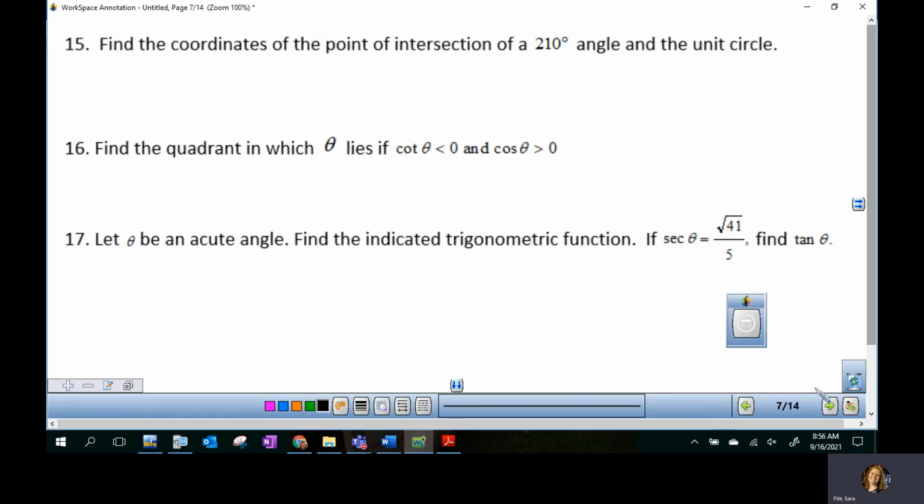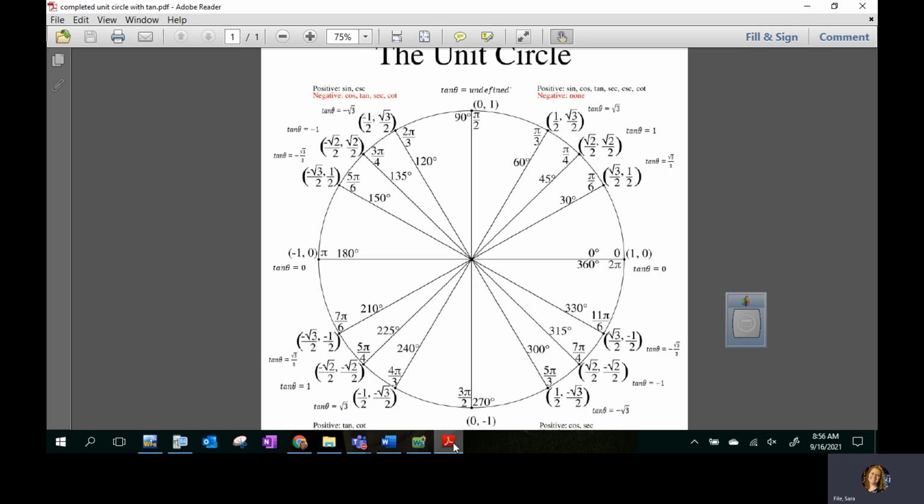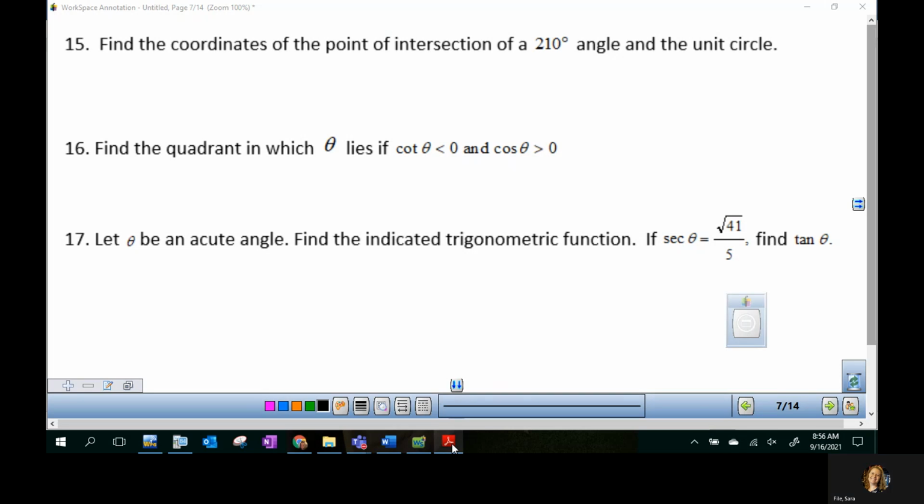All right, 15. Find the coordinates of the point of intersection at 210 degrees on the unit circle. So this is just saying at 210, what are the coordinates? That's it. Again, that's being able to read and use your unit circle to understand what they're asking. So it's negative root 3 over 2, negative 1/2. That is cosine. That is sine.